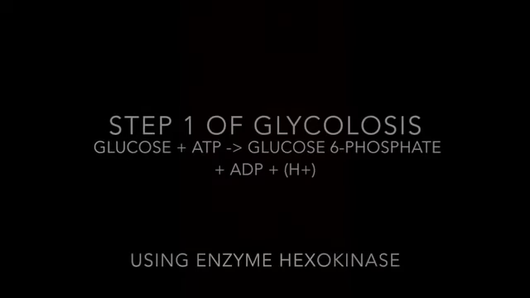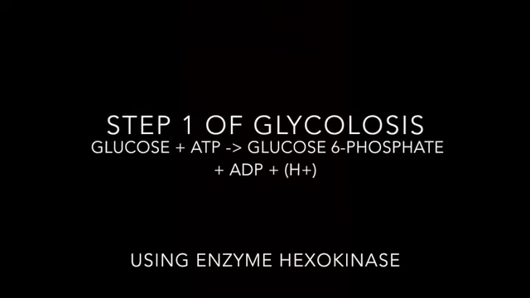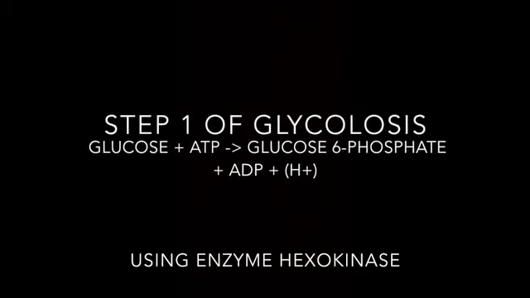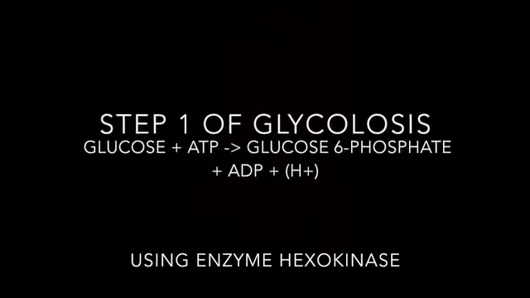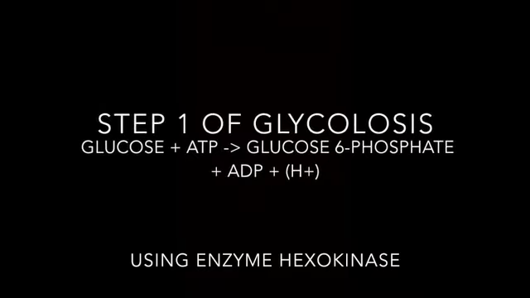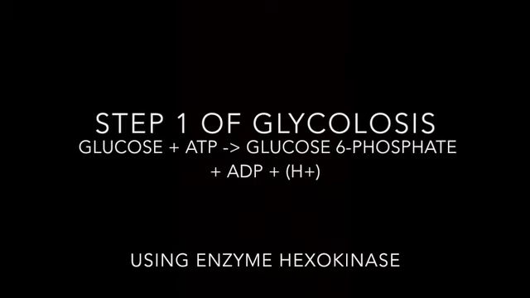While there are 10 steps in glycolysis, 3 of these steps are so energetically favorable that they are irreversible. The first of these irreversible steps is step 1 of glycolysis, in which an enzyme hexokinase catalyzes the reaction of glucose with ATP to produce glucose 6-phosphate and an additional byproduct of ADP and H+.